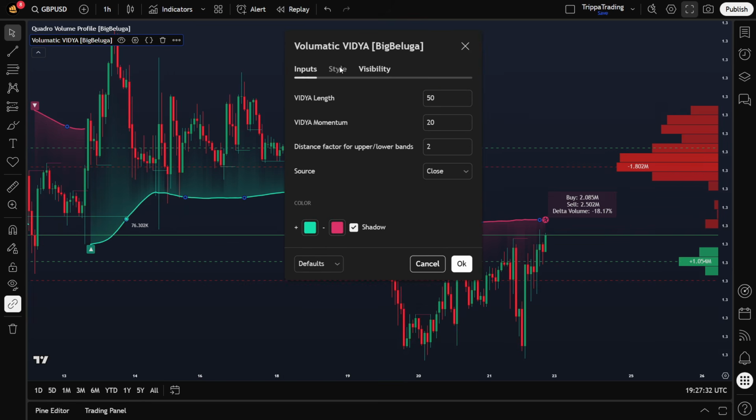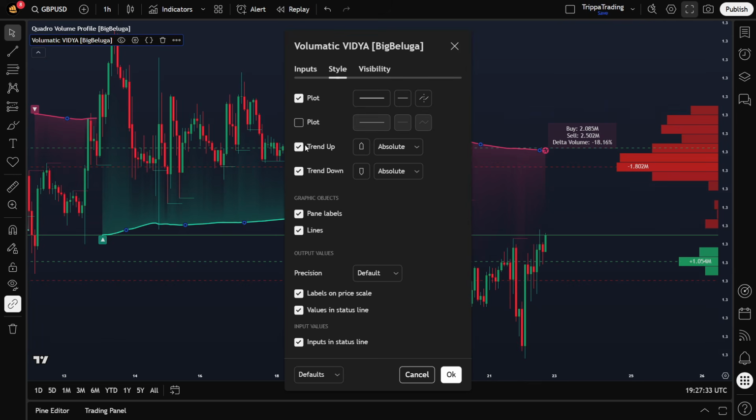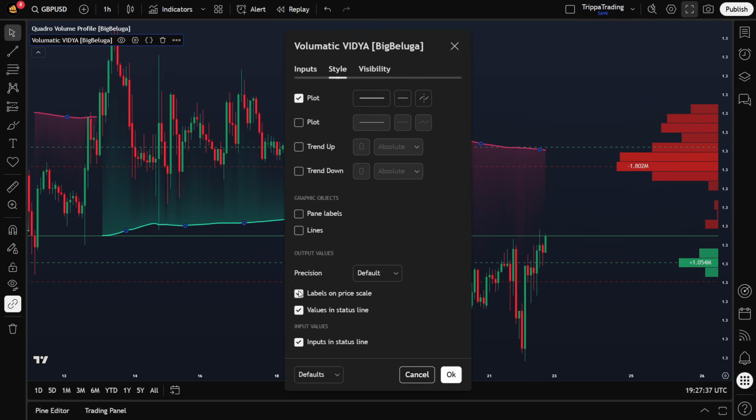On the Style tab, disable all plots except the main line and make that line a bit thicker so it stands out. You can also leave its default colors: green when price is trending above it, red when price is trending below it. Click OK.